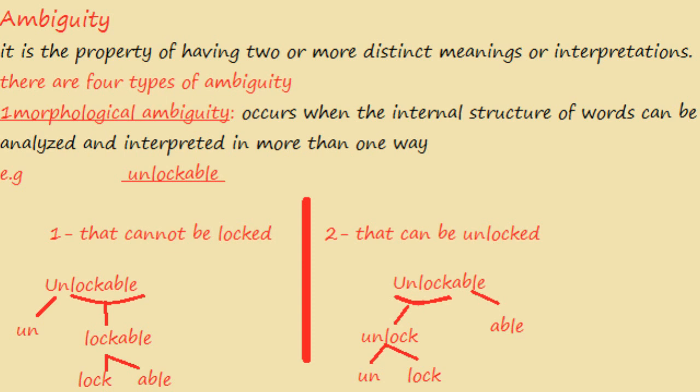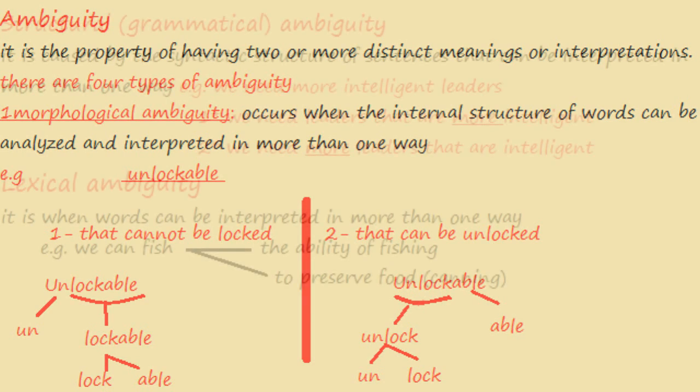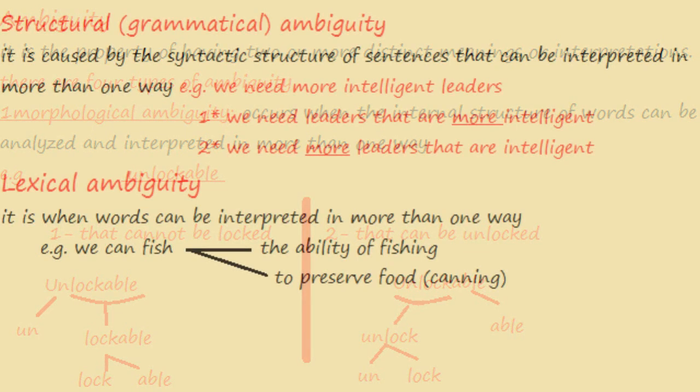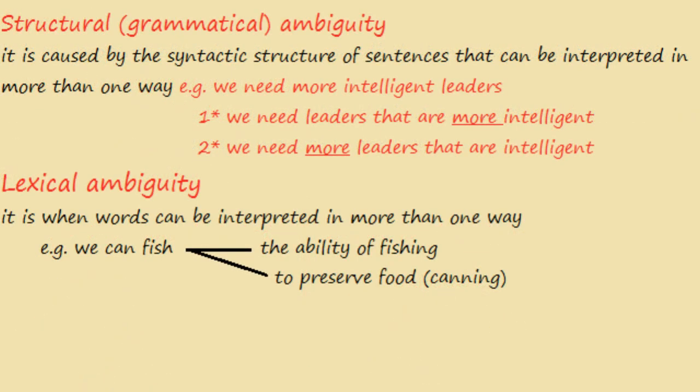Then we move to the second one. It is called structural ambiguity, or grammatical ambiguity sometimes. You can find it under the name of structural ambiguity or grammatical ambiguity. This ambiguity is caused by the syntactic structure of sentences that can be interpreted in more than one way.